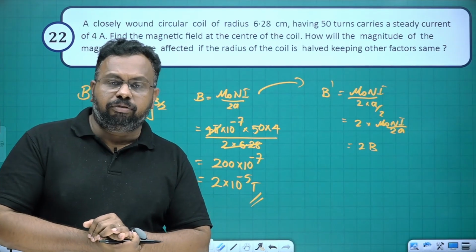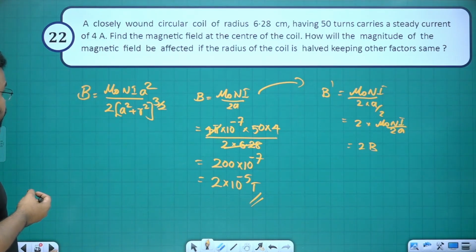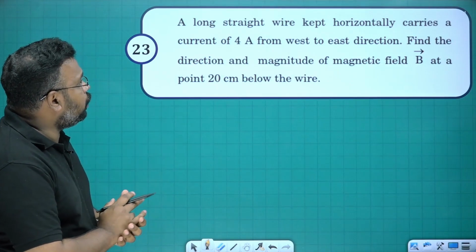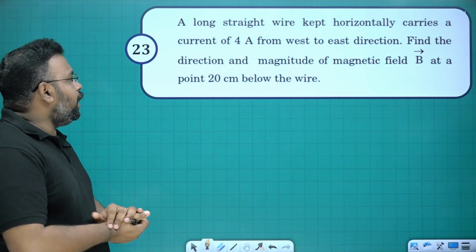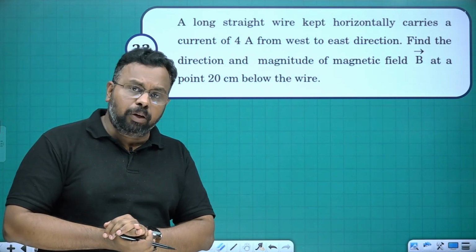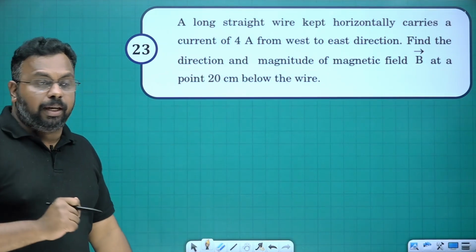So please keep the formula in your mind: magnitude of magnetic field due to a circular coil. Okay. Question number 23 now. A long straight wire kept horizontally carries a current of 4 ampere from west to east direction. Find the direction and magnitude of the magnetic field at a point 20 centimeter below the wire. So they are asking for both direction and magnitude.